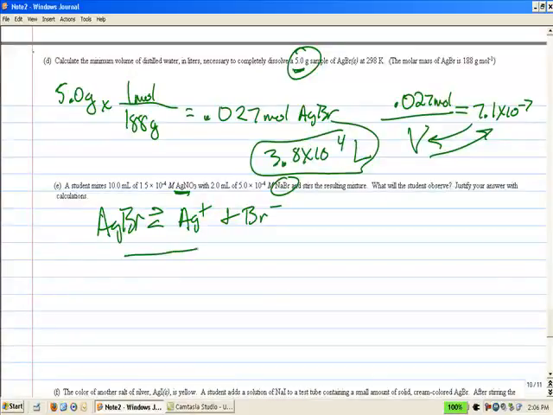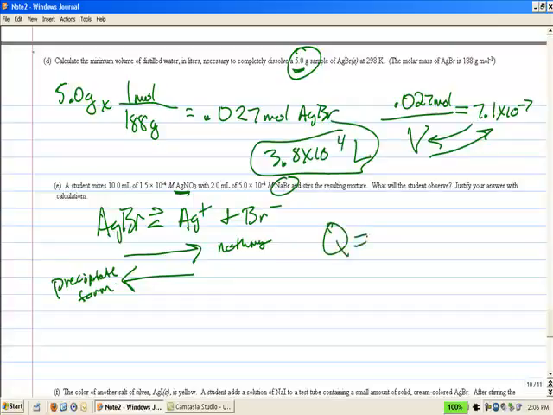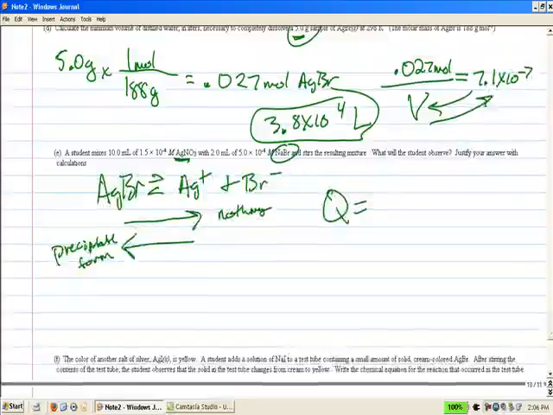If the reaction proceeds this way, the student will observe nothing, because all that would be happening is the AgBr would be breaking apart into ions that you wouldn't be able to see anyway. If the reaction proceeds this way, then you're going to see a precipitate form. Now you have to ask yourself, how do I know which way a reaction proceeds? By calculating Q and then comparing the value of Q to Keq.